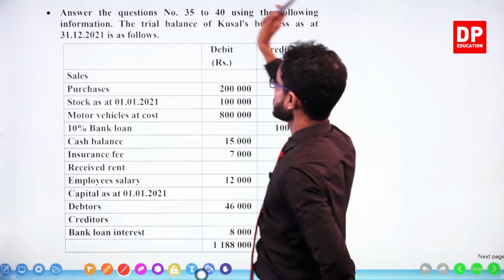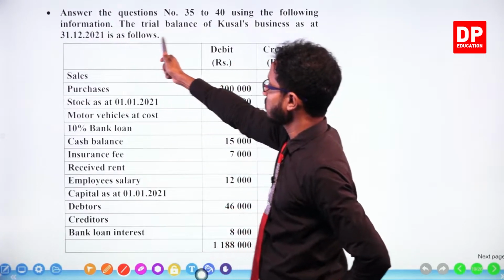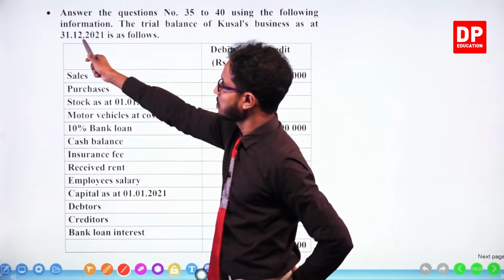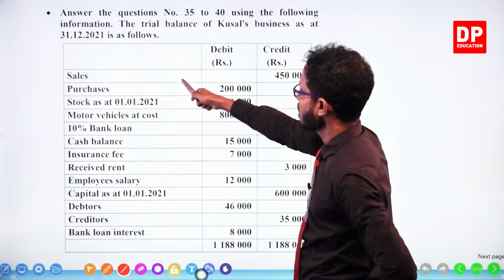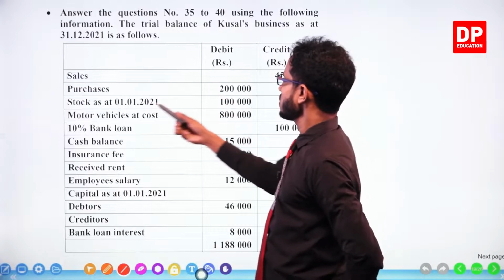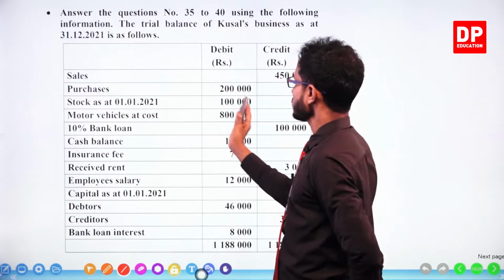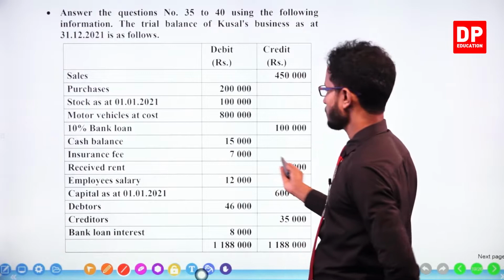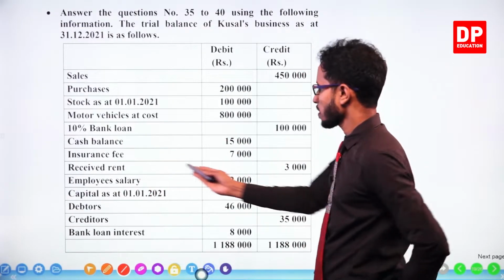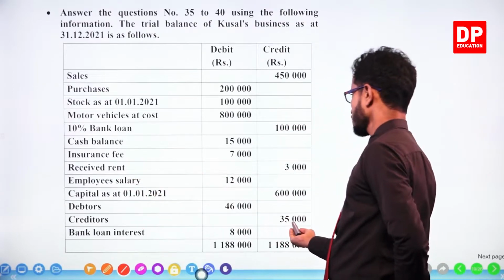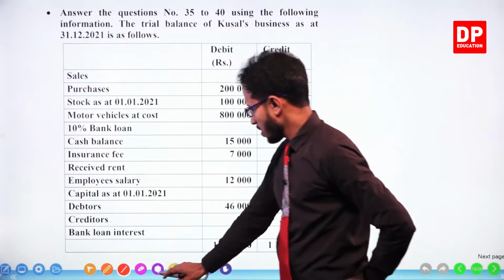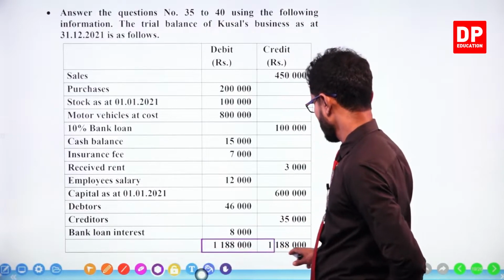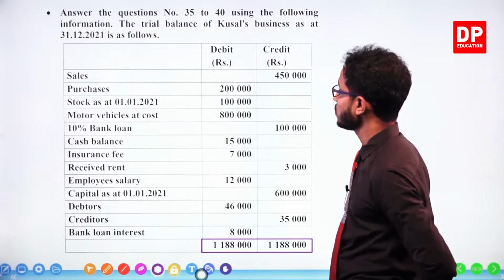The trial balance of Kusal's business as at 31st December 2021 is as follows. Trial balance of Kusal's business. We have sales, purchases, stock, motor vehicles, bank loan, cash, insurance, received rent, employee salaries, capital, debtors balance, creditors balance, bank loan interest, and finally the trial balance is balanced. See, it's balanced. No problem in the trial balance.